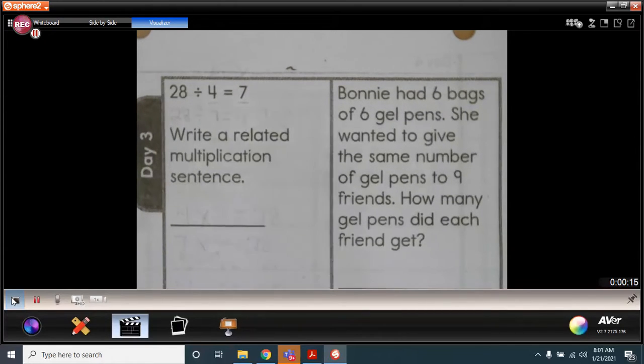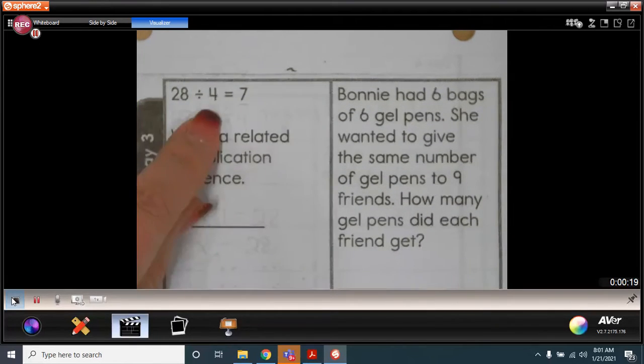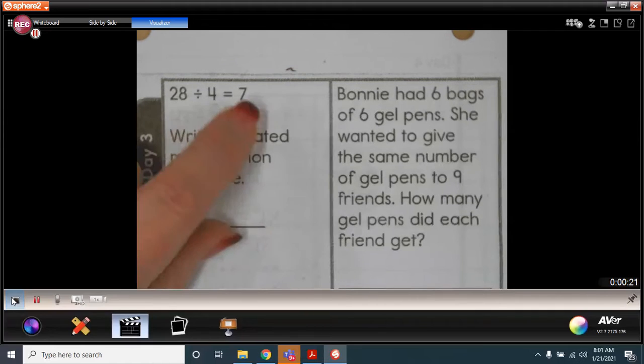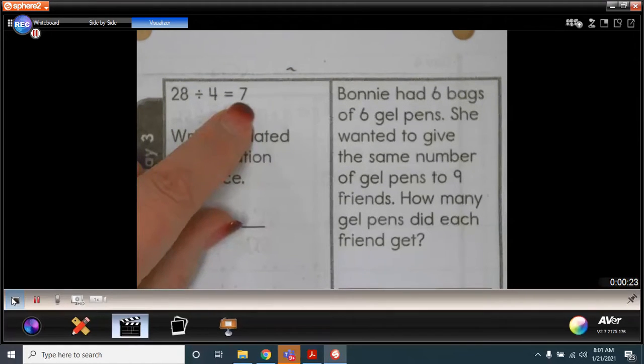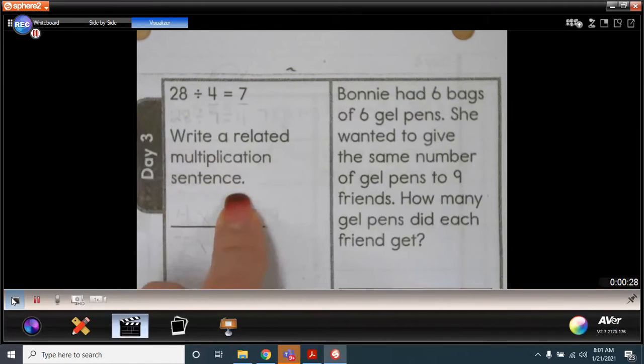So let's look at our first problem. Our first problem is 28 divided by 4 is equal to 7. They're asking us to write a related multiplication sentence.